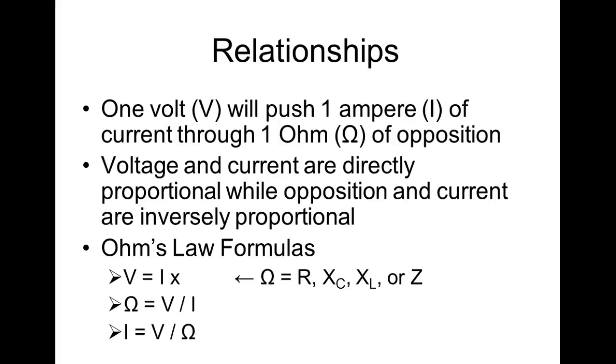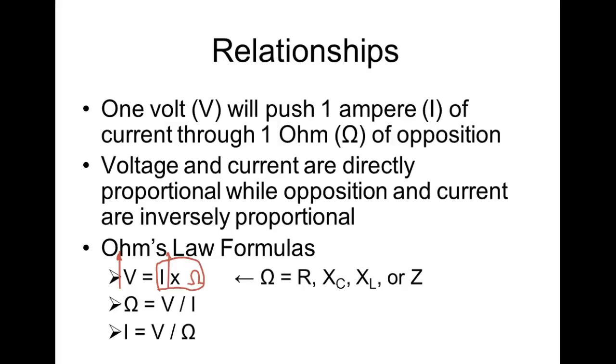So 1 volt will push 1 ampere of current through 1 ohm of resistance. So the formula is V is equal to I times ohms. And notice they're on top. Anything that's on top of a fraction is what we call directly proportional. So that means voltage is directly proportional to current. So if I double the voltage and I don't change the resistance, what's going to happen to the current? It's going to double. If you half the voltage, the current's going to half.